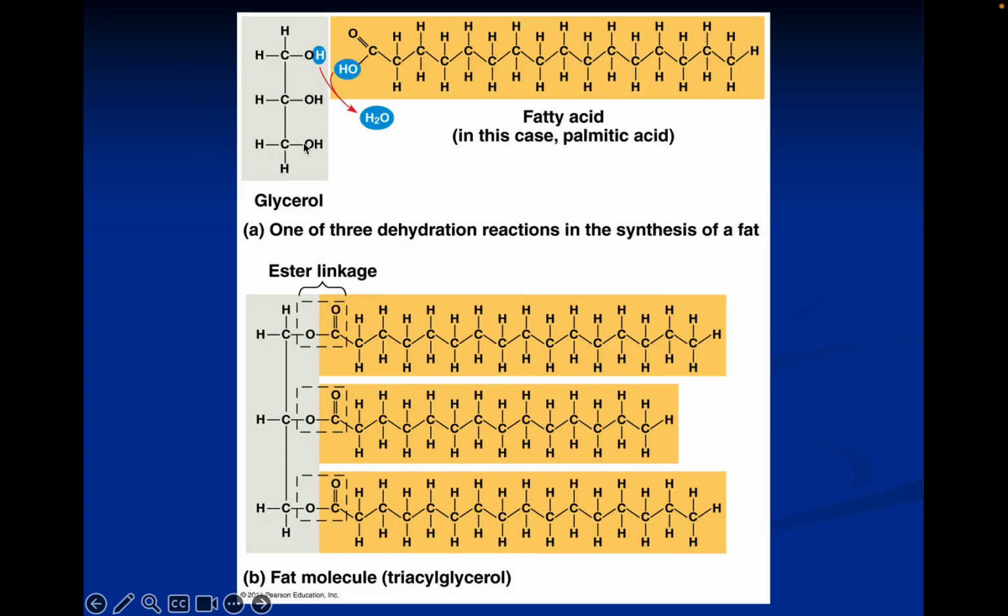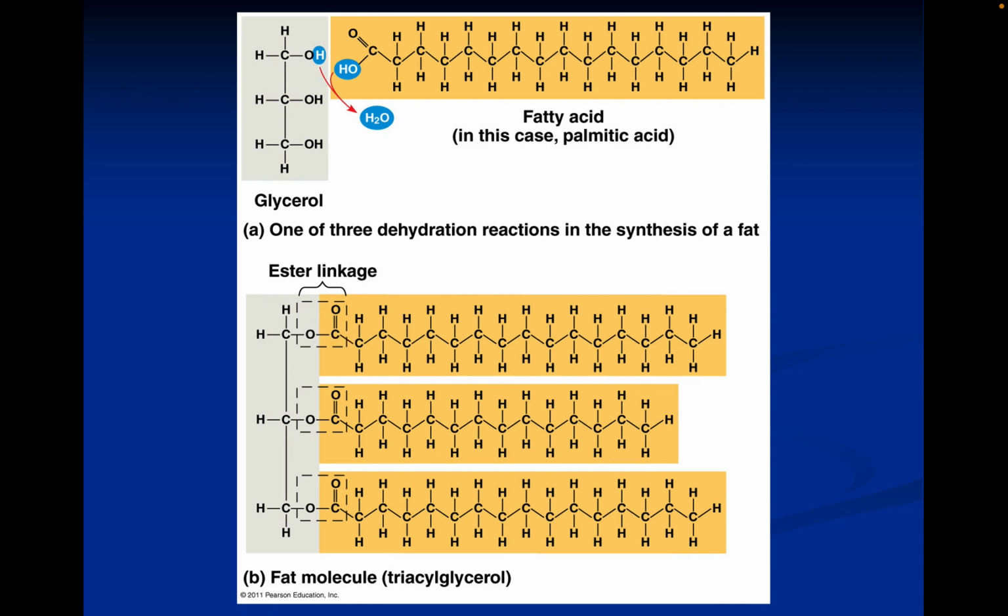All right, so let's look at some examples of chemical structures. We've got a fatty acid up here and a glycerol. So this is one of 3 dehydration reactions in the synthesis of a fat molecule. Here we've got our H and our OH. These will leave together as water. And this oxygen will bind with this carbon here. And the name of this bond is called an ester linkage.